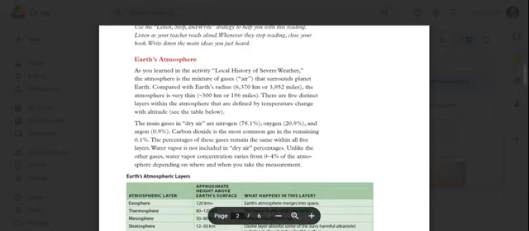The main gases in dry air are nitrogen, 78.1%, oxygen, 20.9%, and argon, 0.9%. Carbon dioxide is the most common gas in the remaining 0.1%. The percentages of these gases remain the same within all 5 layers. Water vapor is not included in dry air percentages. Unlike the other gases, water vapor concentration varies from 0 to 4% of the atmosphere depending on where and when you take the measurement.